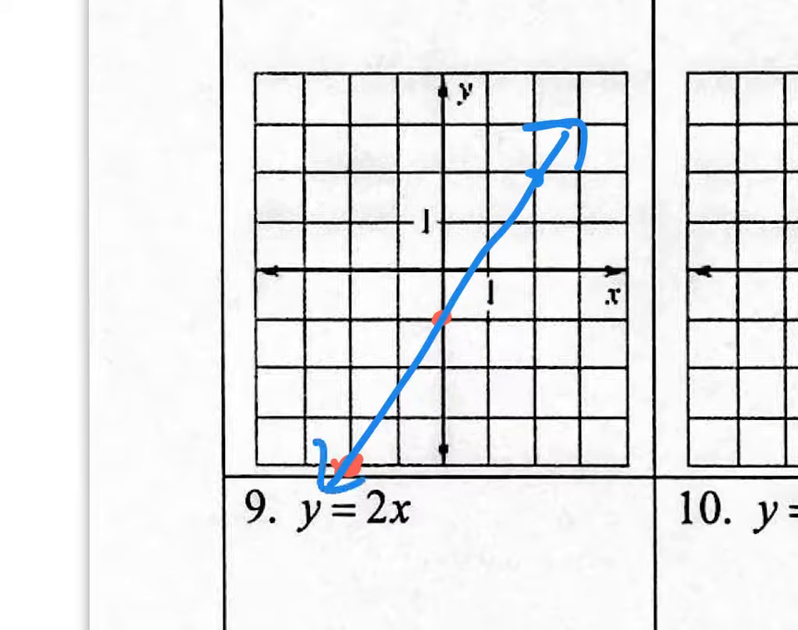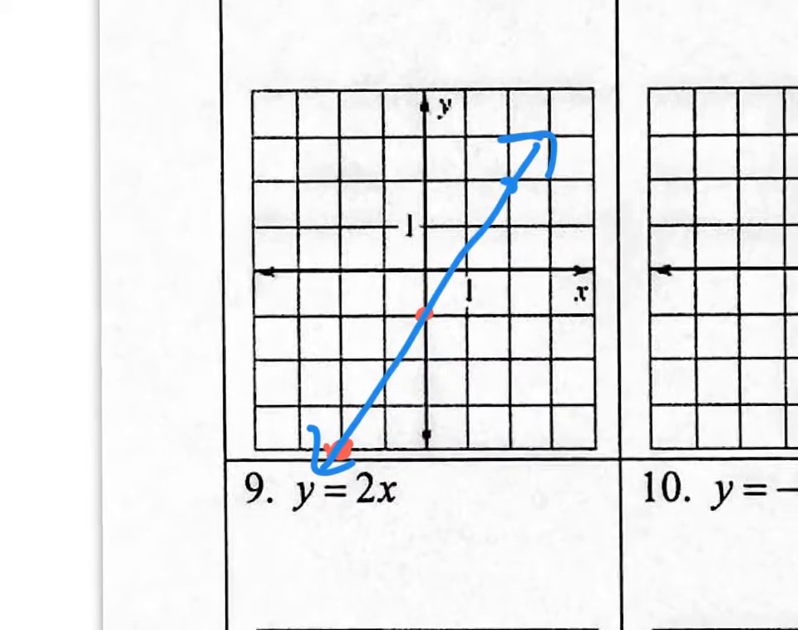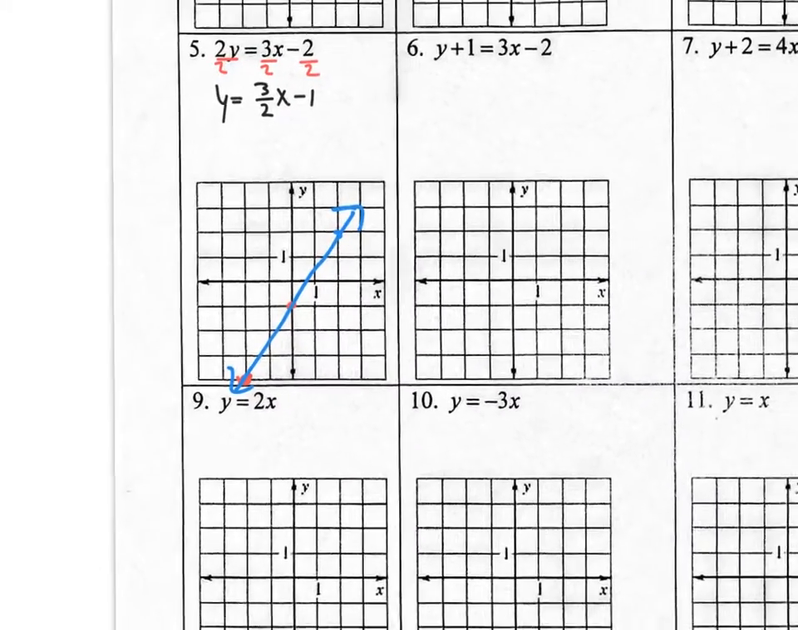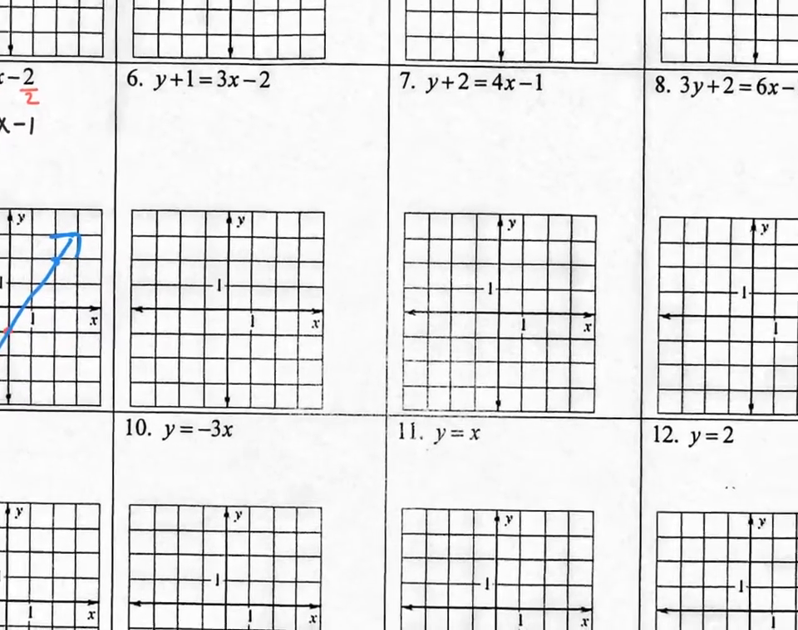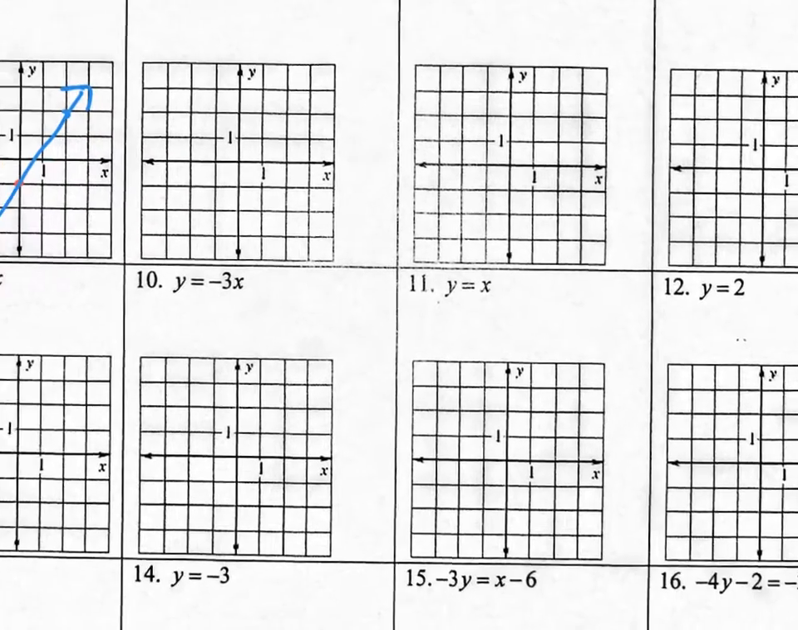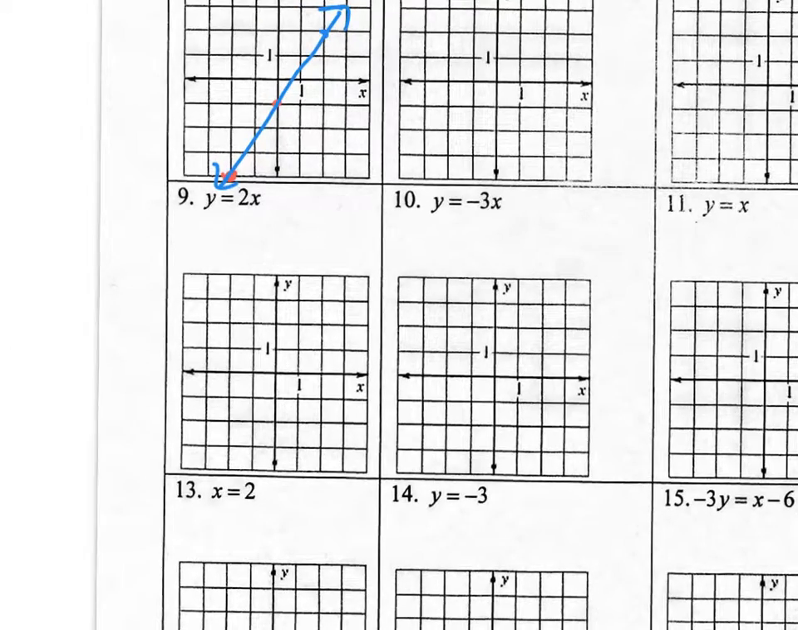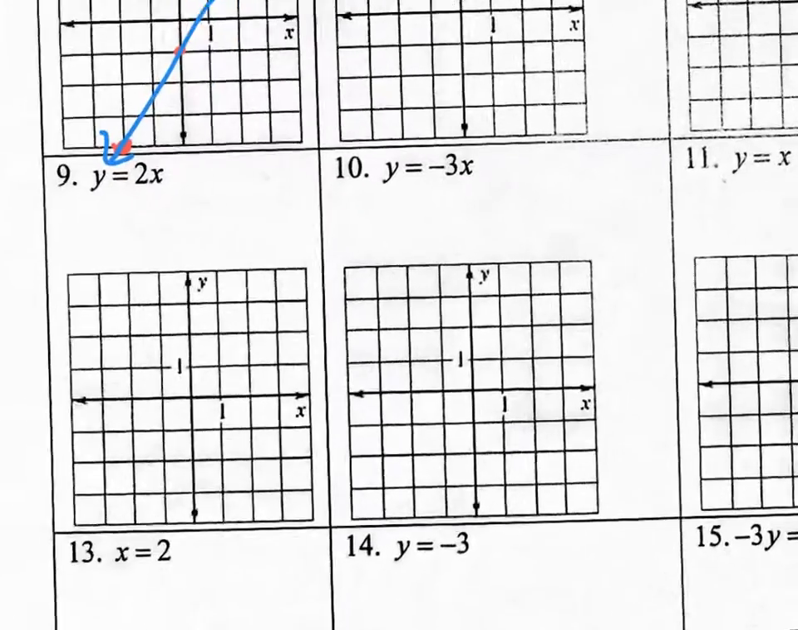Put arrows at the end. Yay? So we need to first make sure that it's in slope-intercept form. If it's not, we're going to have to modify it. Like 6, we have to modify by subtracting 1. 7, we have to modify by subtracting 1. Let's get to some of these that are so easy that you might get confused.